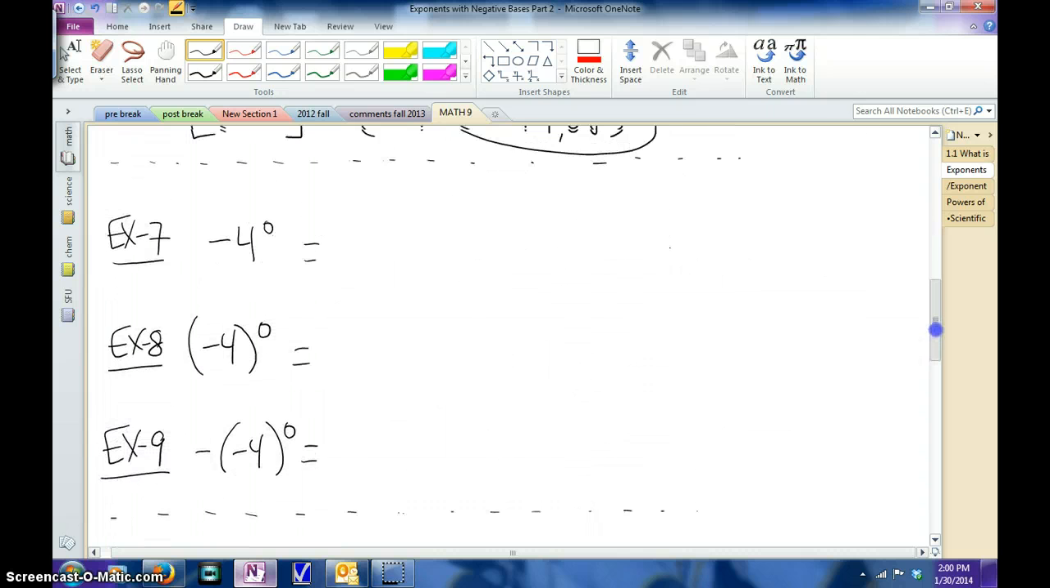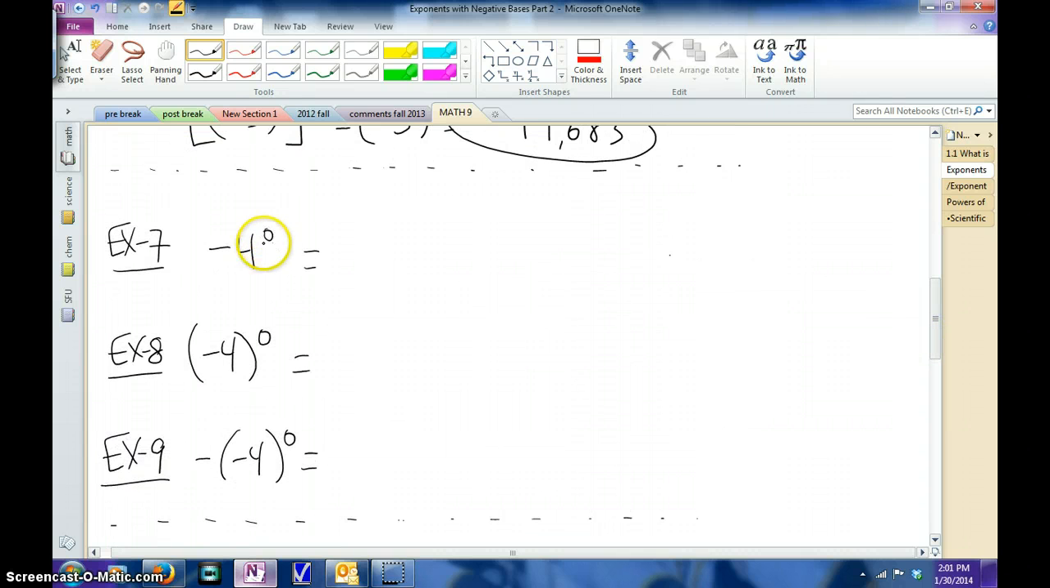Let's look at the next 3. Remember what anything to the power 0 is. Anything to the power 0 is 1. And here you have the negative sign. No bracket, so that means the negative sign we have to show. 4 to the power 0 is 1. Negative 1. Done. That's all you can do with that one.